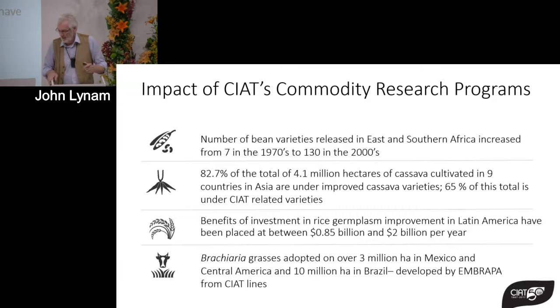You saw this yesterday as well in terms of the impact. And I think it's true to say, and the point of this is that the impact has primarily come within the commodity research programs. Very limited impacts in systems work.